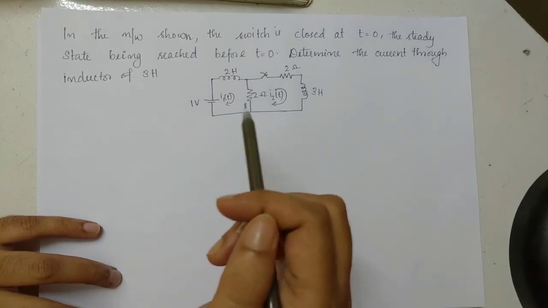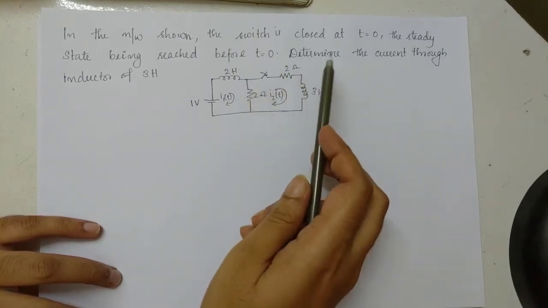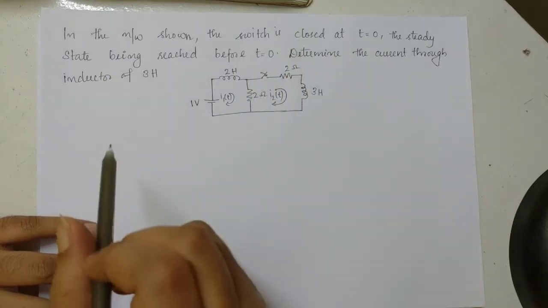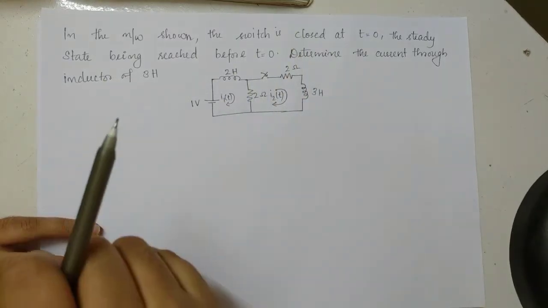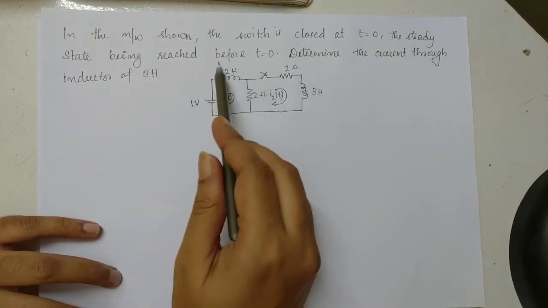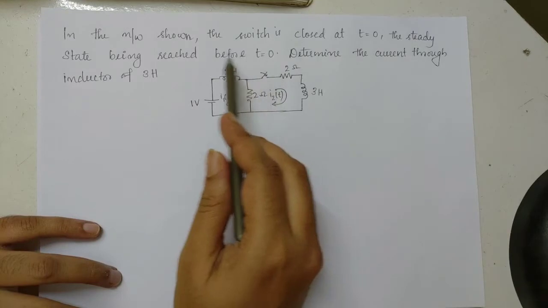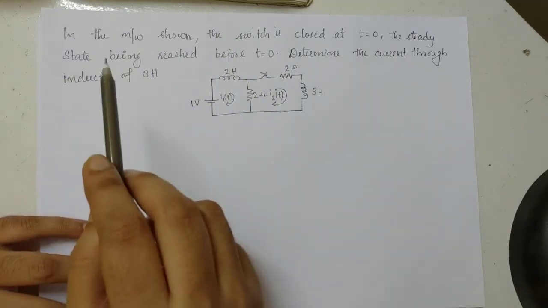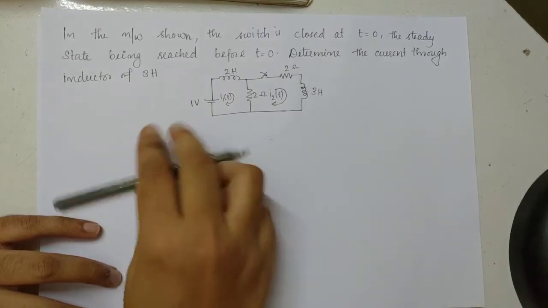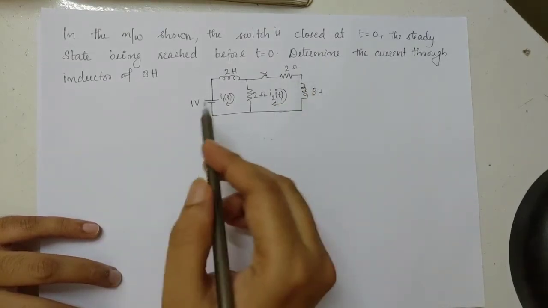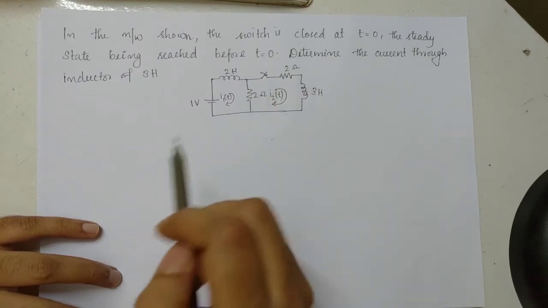In a circuit, the switch is closed at t is equal to 0. This switch closes at time t is equal to 0. Before t is equal to 0, the circuit has achieved steady state condition. Then we have to find the current through the 3 ohm resistor, which is I2 of t.